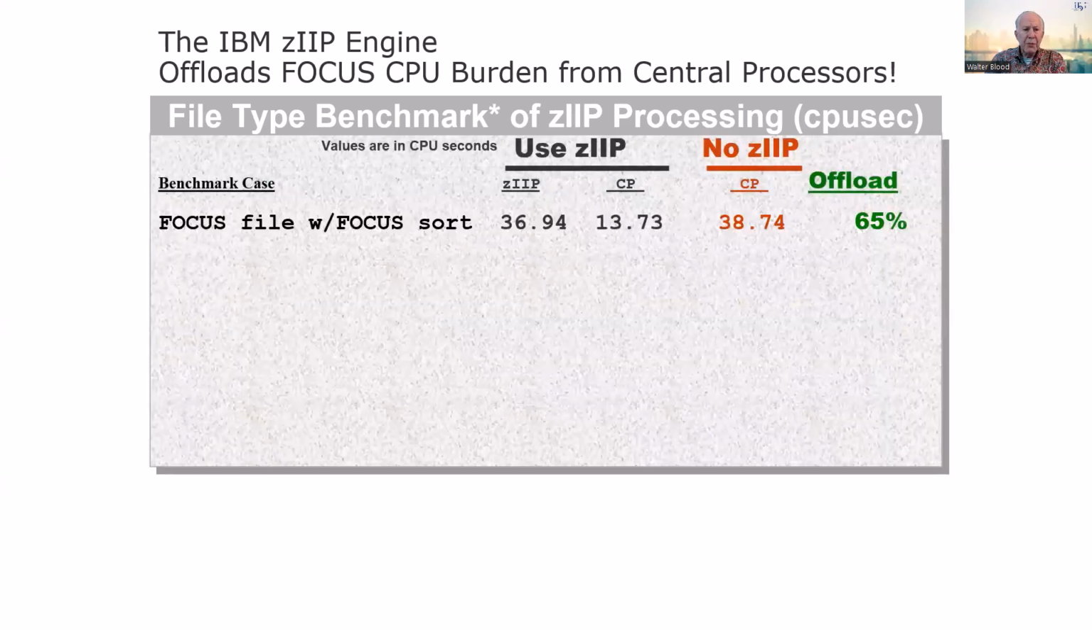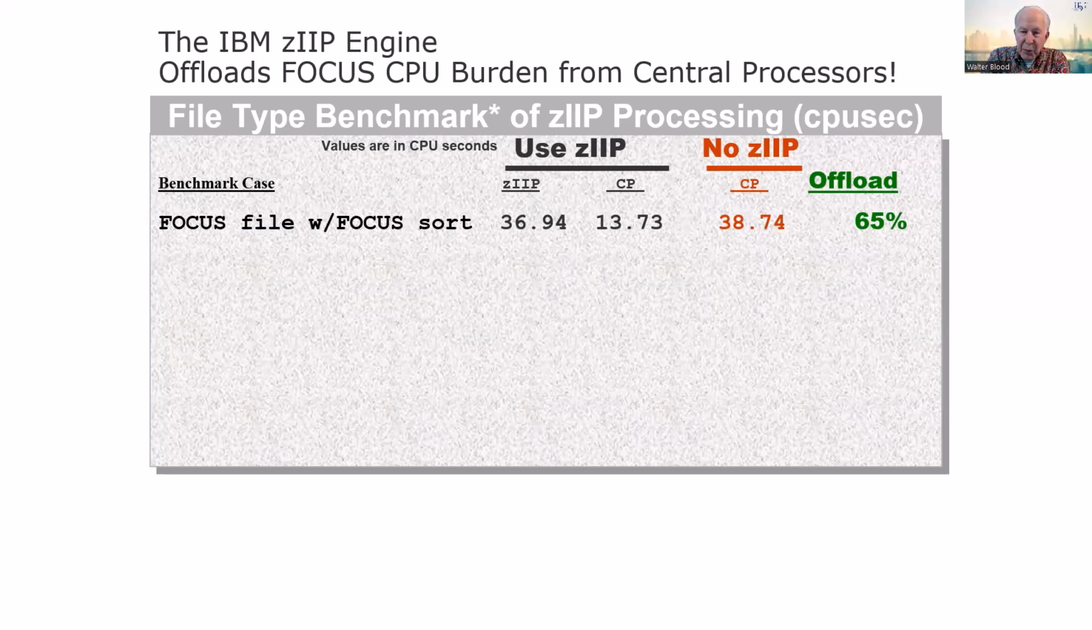Take a look at some benchmarks based upon the type of file and the activity it's doing. We'll start off with a FOCUS file, doing just a FOCUS sort. Again, we're going to be distilling down to 148,000 rows. You can see here that without the zIIP, we were at about 38 CPU seconds. When we move to the zIIP and use the zIIP, we have only 13 seconds that are actually charged to the CP.